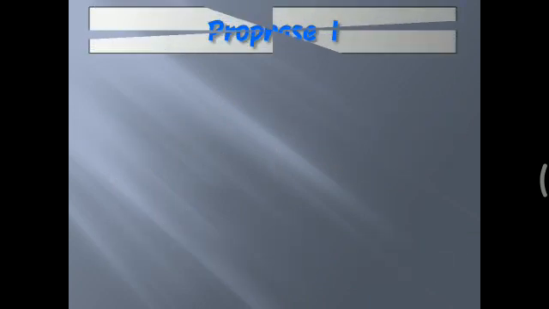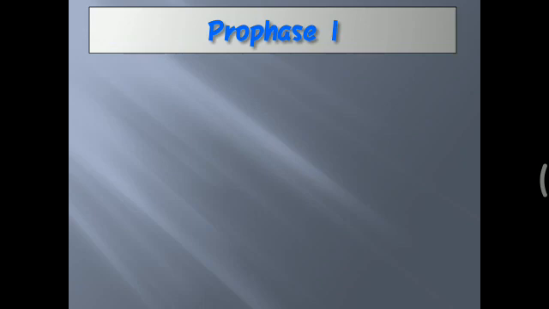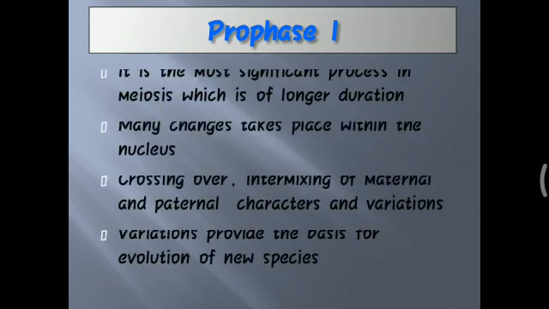Now before moving to the phases, we should know what exactly happens in prophase 1. So let us see it. Prophase 1 is the most significant part of the entire meiosis, and it is of longer duration. Many changes take place within the nucleus, such as chromosomes appearing and getting arranged in a set pattern. Due to this, halving of the chromosomes is possible.